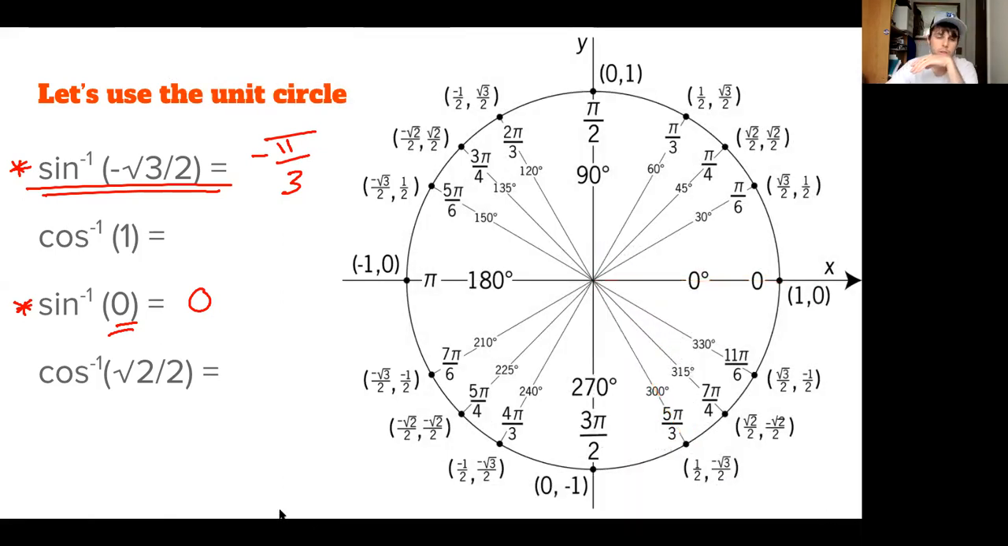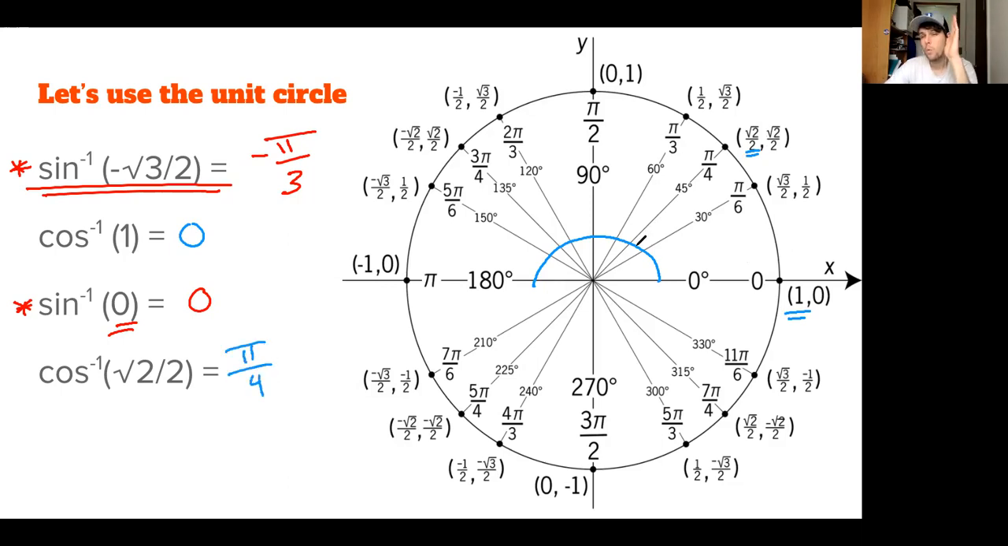Okay, let's go ahead and talk about the cosine problems here. So cosine inverse of 1. For cosine, we look between 0 and pi. We don't have to worry about negative angles here. We're just going from 0 to pi. Cosine is the x-coordinate. Cosine is 1 at 0. Easy. Cosine inverse of root 2 over 2. That's positive, so we're going to be on the right side here. Root 2 over 2, x value is right there. It's at pi over 4.